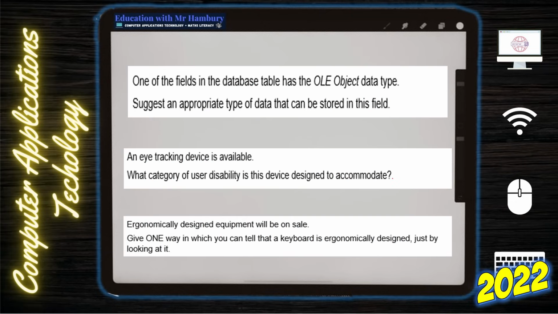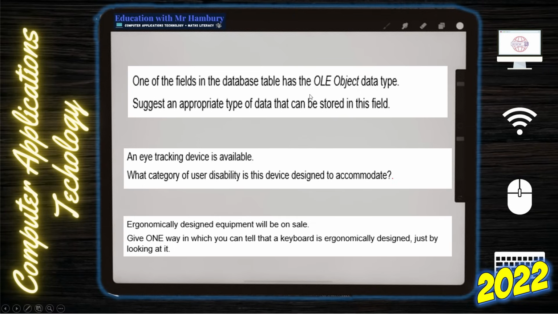Some more. An eye tracking device is available. What category of user disability is this designed to accommodate? An eye tracker is going to mean that the person can't speak, and it looks like they would have some sort of paralysis. So I would assume that this individual is probably paralyzed from the neck down. Ergonomically designed equipment, okay, we spoke about that.